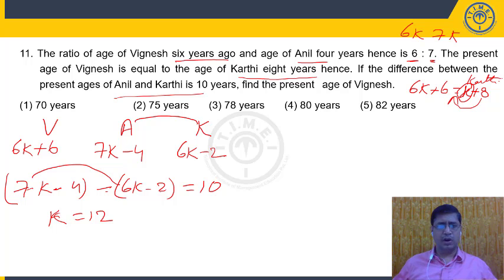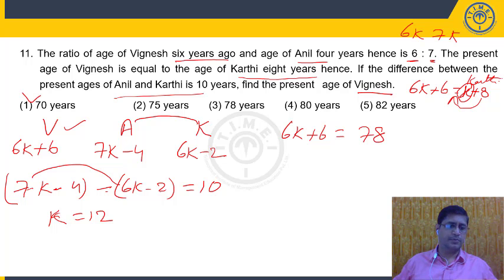When k is equal to 12, what we need to find? The present age of Vignesh. Vignesh's present age means 6k plus 6. Now 6k plus 6 means 6 times 12, 72, plus 6, 78. Right choice, option number 1. Choice 1 is the right choice.